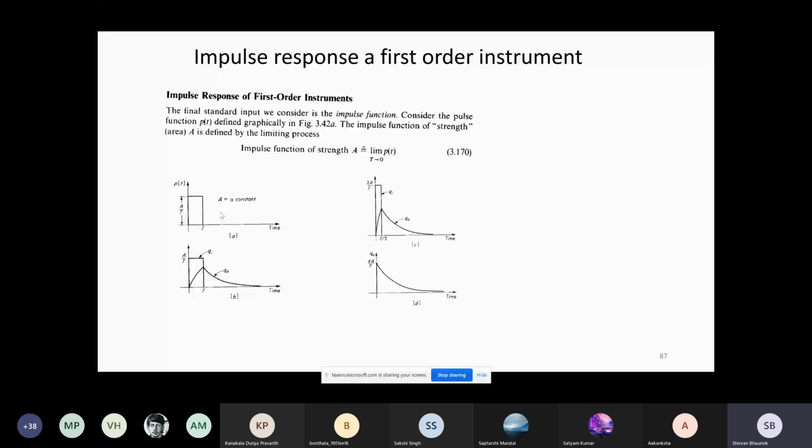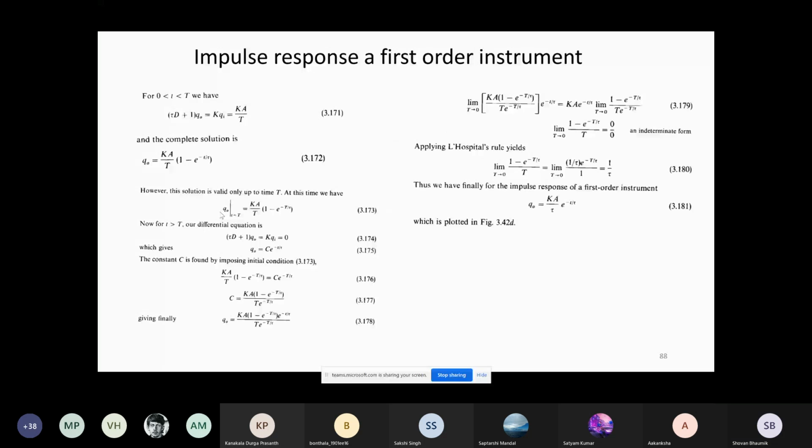So how can you calculate the impulse response? That is very simple. There are two ways you can calculate the impulse response. First is the Laplace transform way. We know that the transfer function is k by tau s plus 1, and the Laplace transform of the impulse is 1. So you can multiply it by 1 and take the inverse Laplace transform. You will get the output in the time domain.